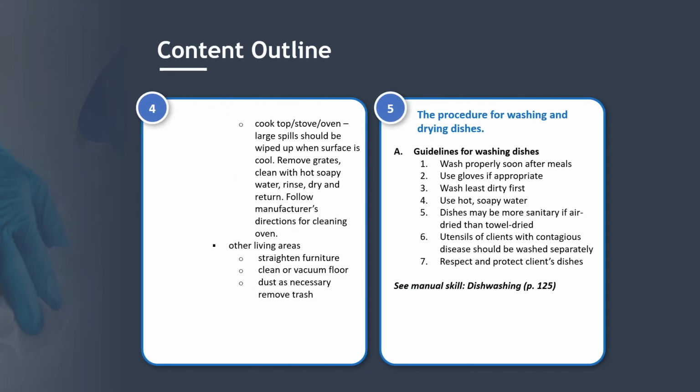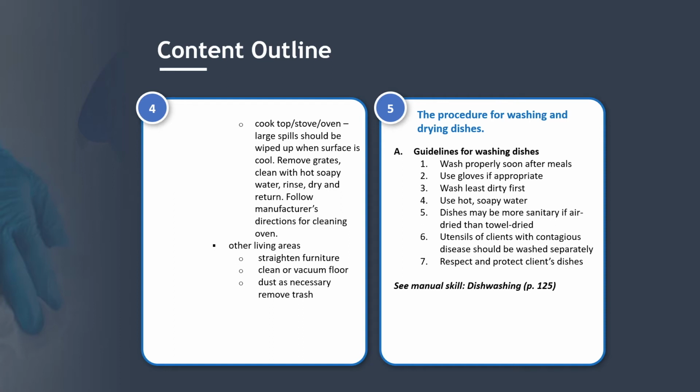The cooktop, stove, and oven: large spills should be wiped up when the surface is cool. Remove any grates, clean with hot soapy water, rinse, dry, and return. Follow the manufacturer's directions for cleaning the oven. For other living areas, straighten the furniture, clean or vacuum the floor, dust as necessary, and remove any trash.